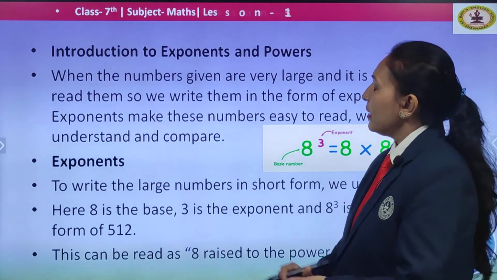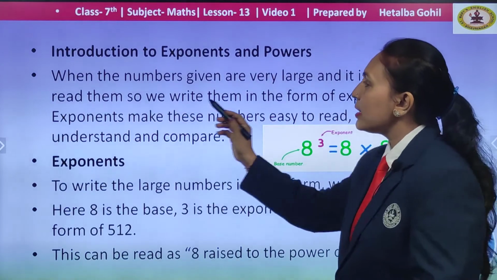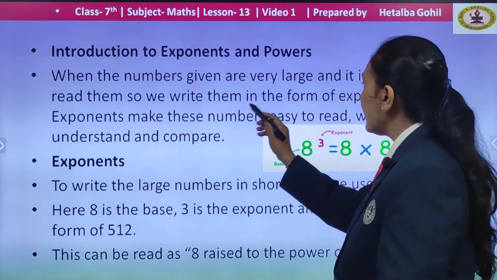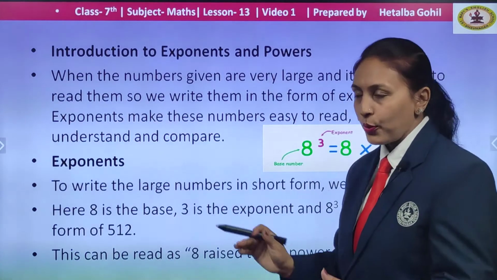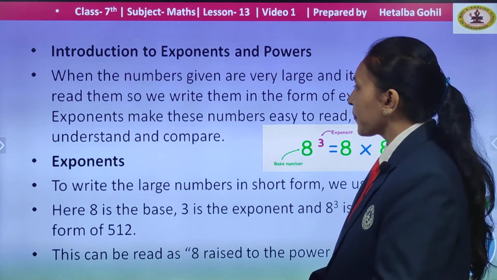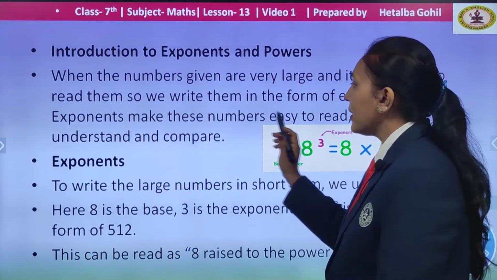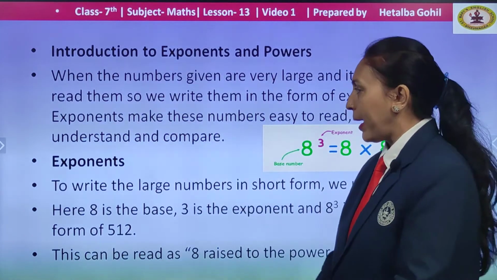First, when the numbers given are very large and it is not easy to read them, we write them in the form of exponents. Very large numbers we write in the form of exponents. Exponents make these numbers easy to read, write, understand and compare.